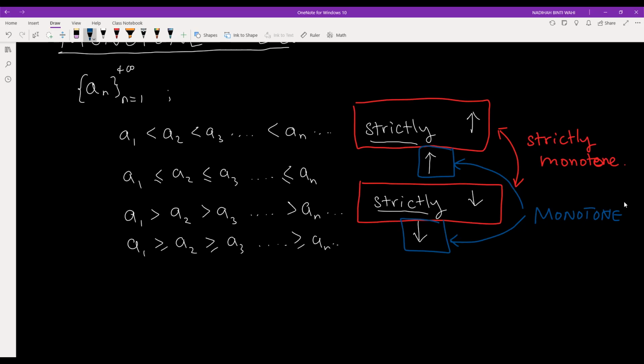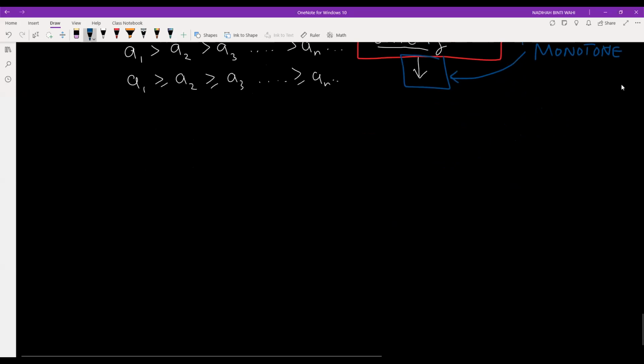Okay, a sequence can converge or it might diverge. It depends on the behavior of the sequence when n goes to infinity. Okay, let's see an example.